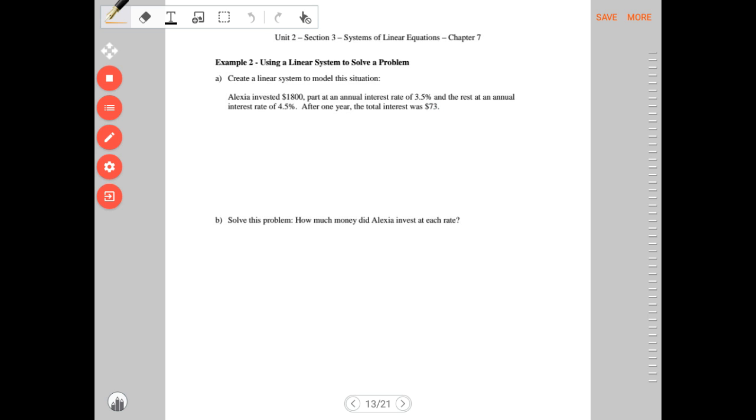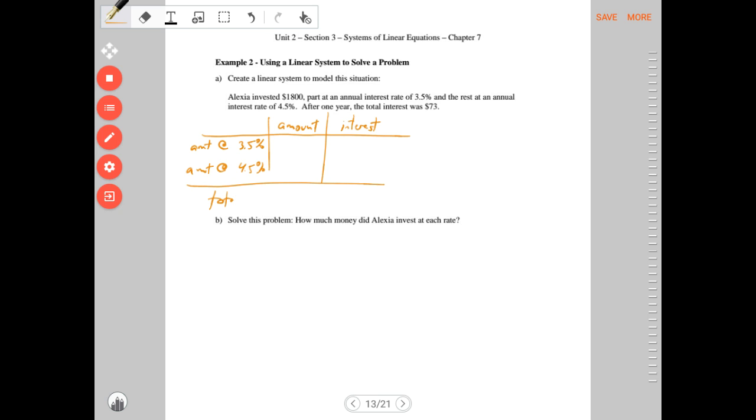Okay, so we're going to set up a system for this. So this is a really good one for a table. So we have the amount, or the total amount. Okay, and then we're going to have the interest. Remember, when you put money in a bank, you earn interest. Okay, so then we're going to have the amount, or the AMT, at 3.5%. And then we're going to have the amount at 4.5%. Okay, and then, of course, the total.